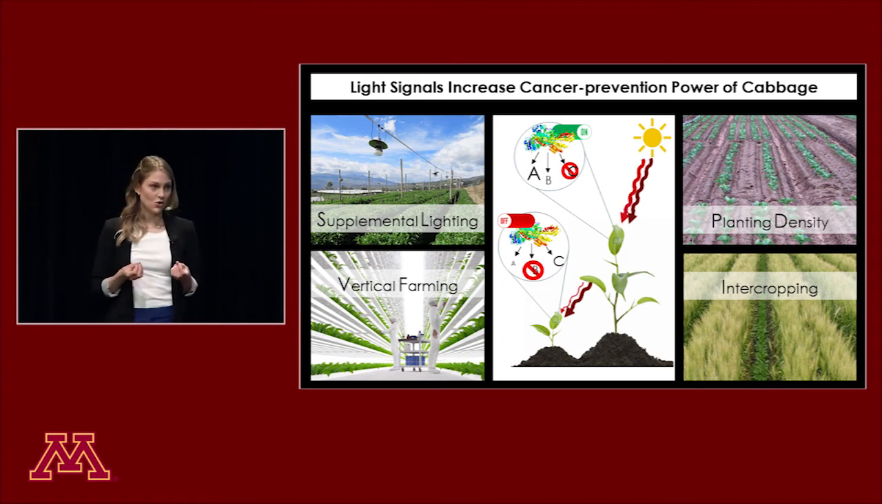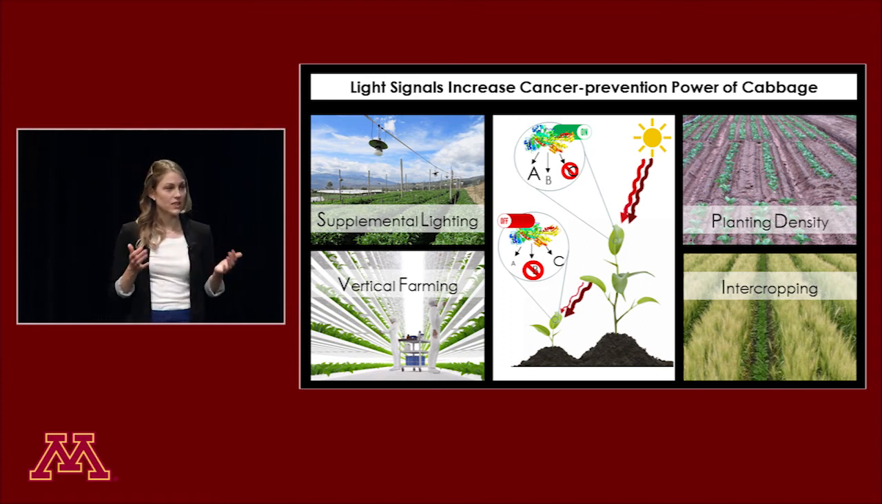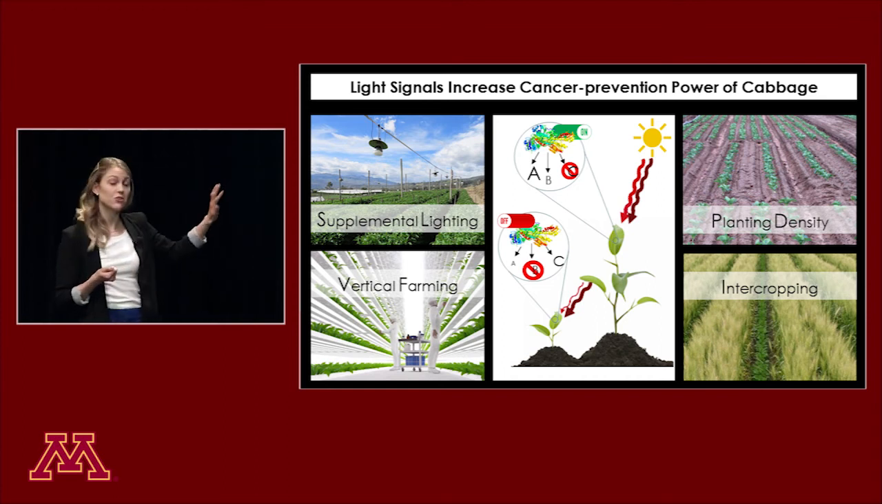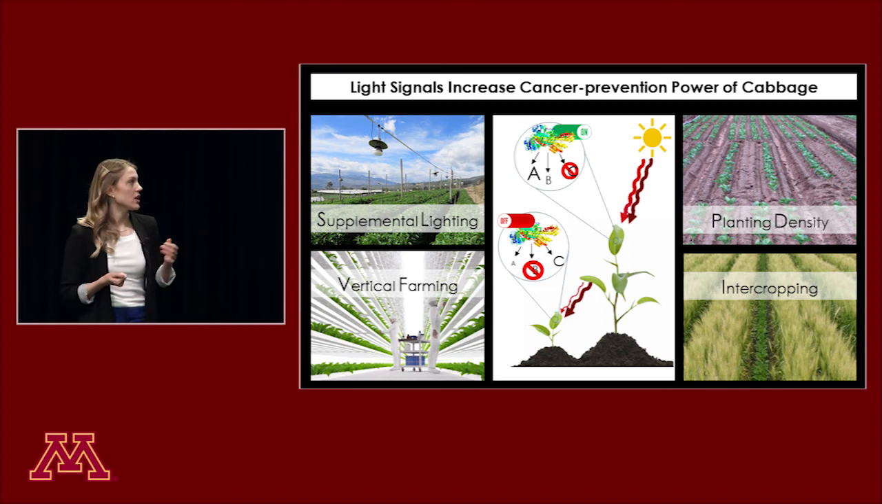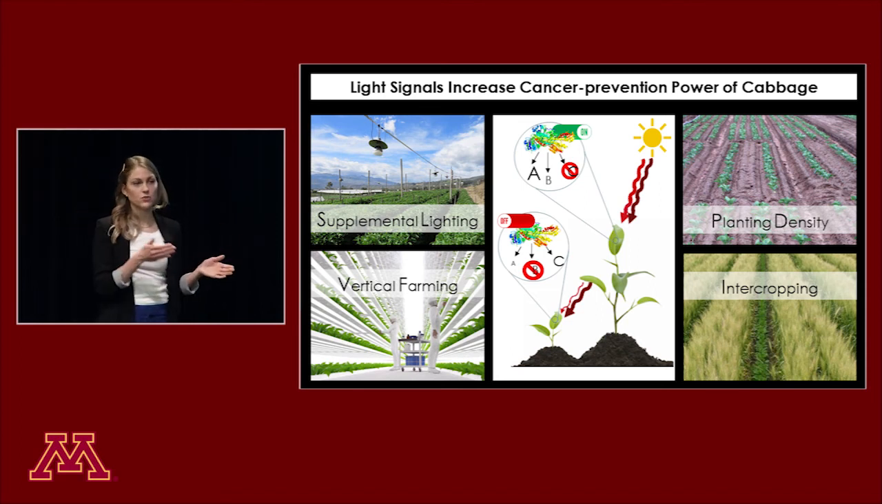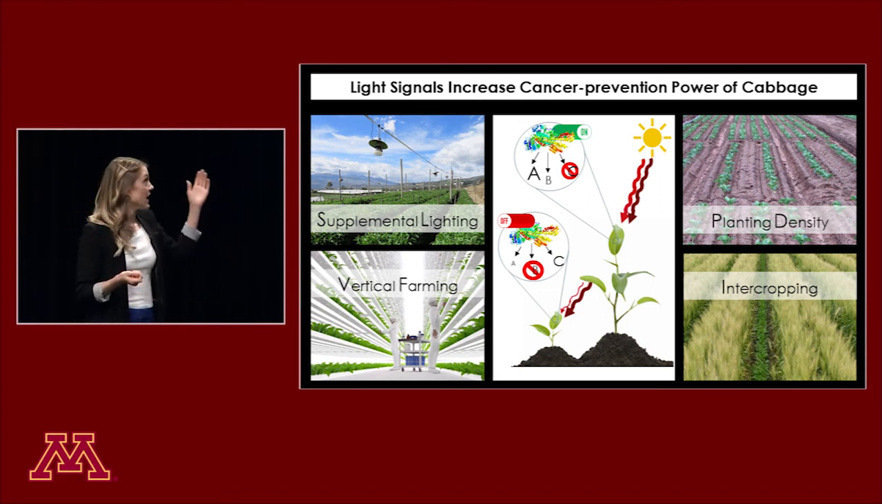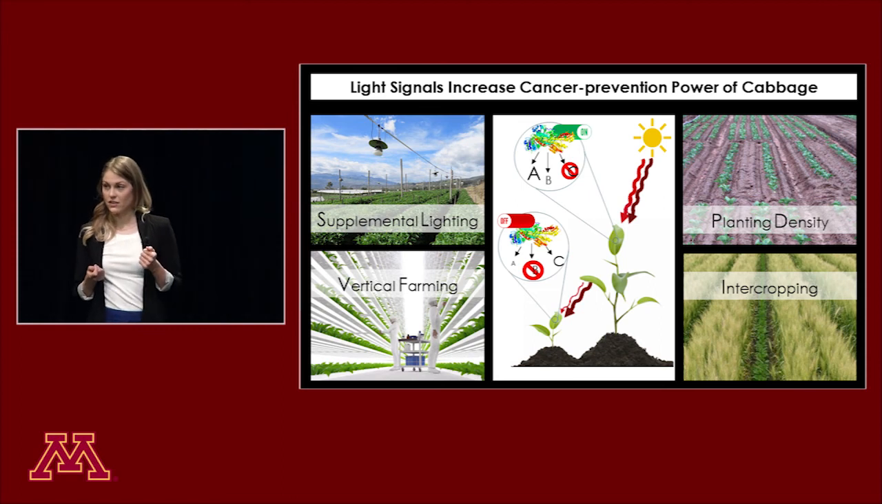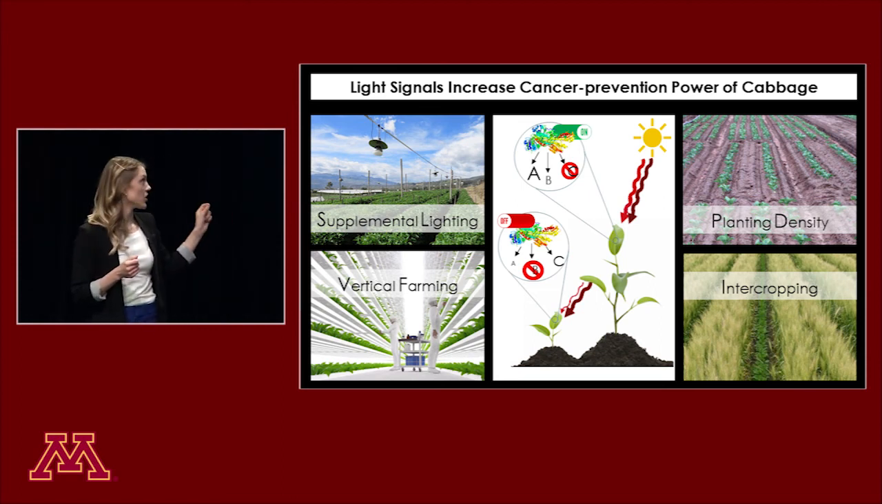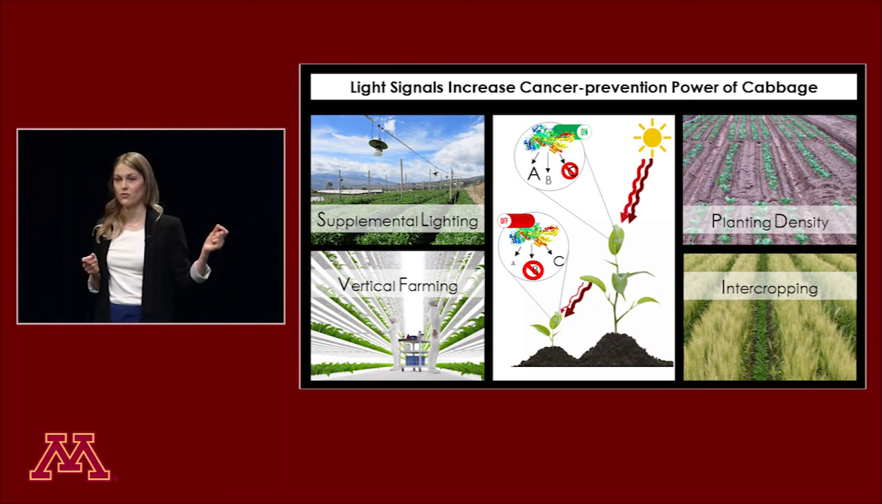Now, there's a lot of practical ways we can go about reducing the red to far red ratio within a production system. This could include things like increasing the planting density. We could include intercrops, which are plants grown between rows of a main crop. We can supplement far red light in the field, and of course, we can easily set this ratio in controlled environments like a vertical farm.